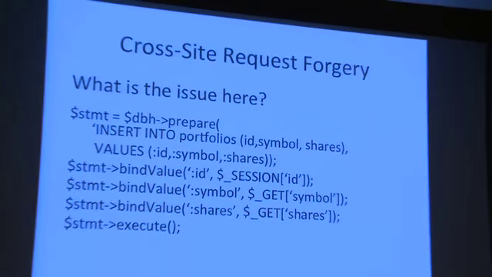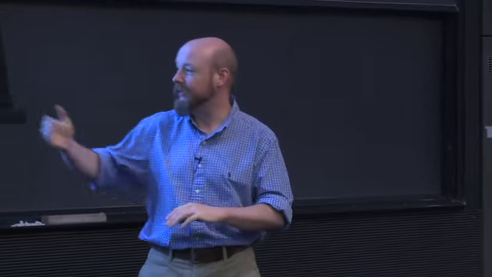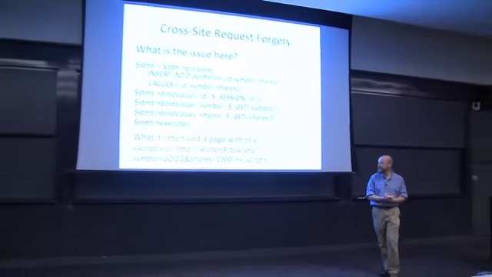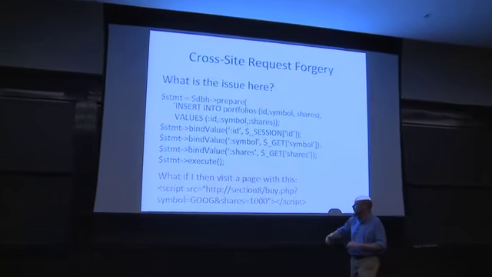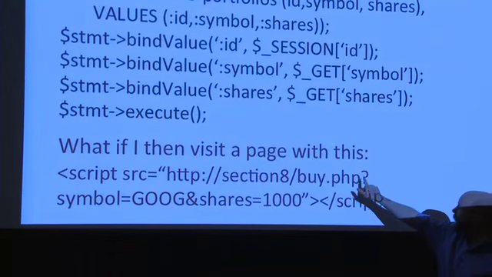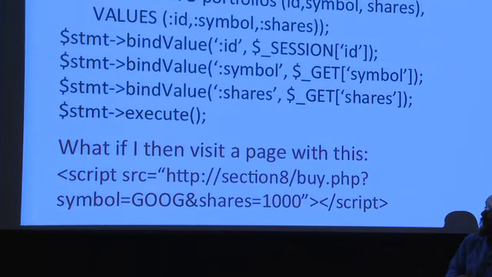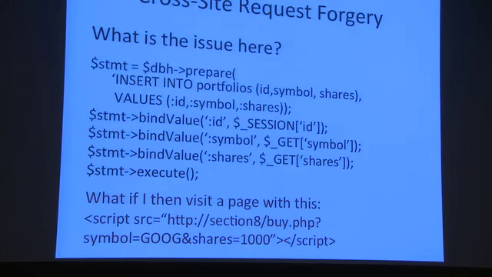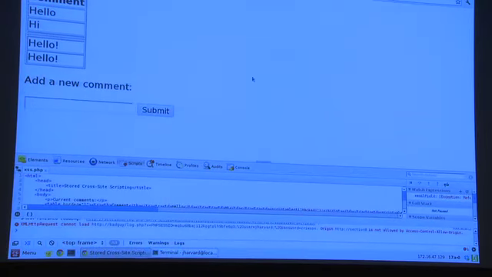Well, what if I visit a page with this? So this is on another site. It's got script src equals, and this is apparently coming out of buy.php at this point. Symbol equals goog, shares equals 1,000, close script. So this is going to be a piece of code that's embedded into someone else's page, not my page, and is going to try to buy shares on my behalf. So we can take a look at this.